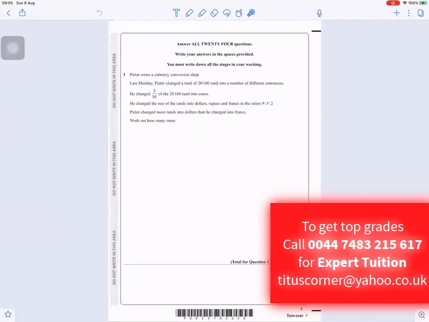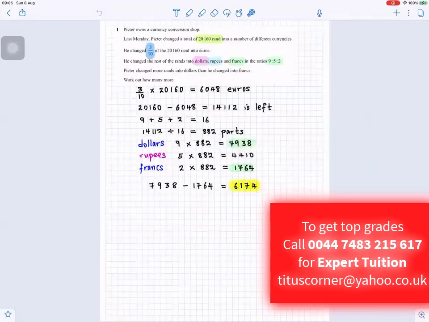Question number 1. Pieter owns a currency conversion shop. Last Monday, Pieter changed a total of 20,160 Rand into a number of different currencies. He changed 3/10 of the 20,160 Rand into euro. He changed the rest of the rands into dollars, rupees, and francs in the ratio 9:5:2. Pieter changed more rands into dollars than he changed into francs. Work out how many more.